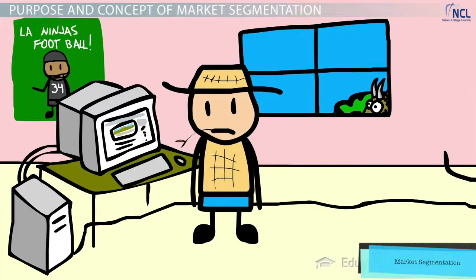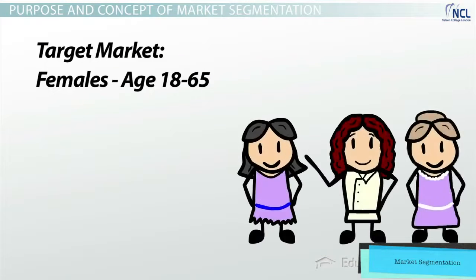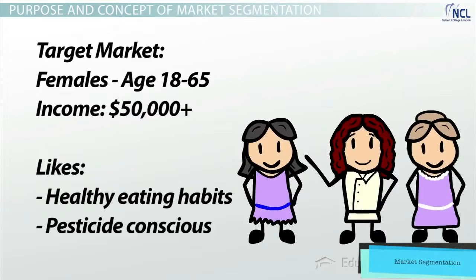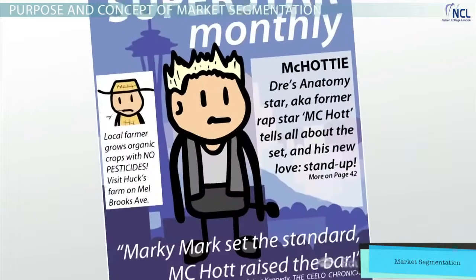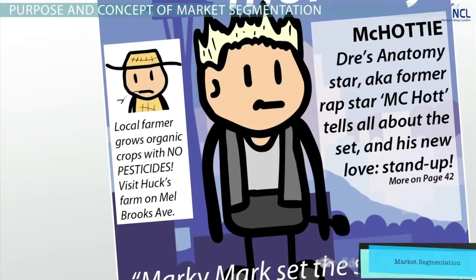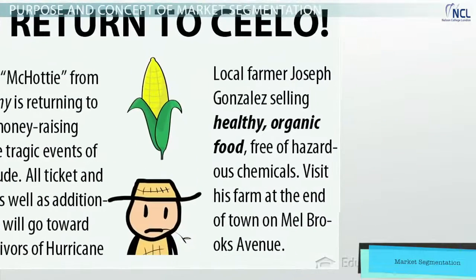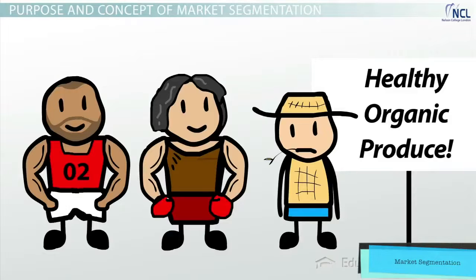His target market consisted of females aged 18 to 65 with an income of $50,000 plus, healthy eating habits, and who are concerned about pesticides. His plan consisted of ad placement in local women's magazines, newspapers, and also email blasts to a list that he formulated with age and income specifics. Lastly, he advertised with a local gym about his healthy produce.